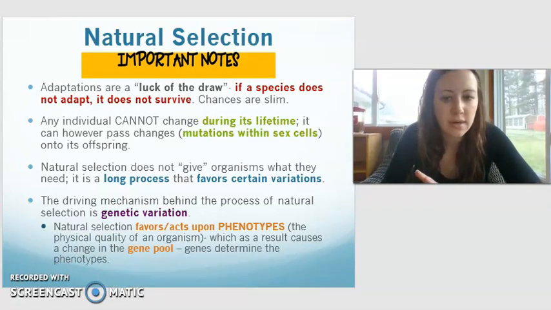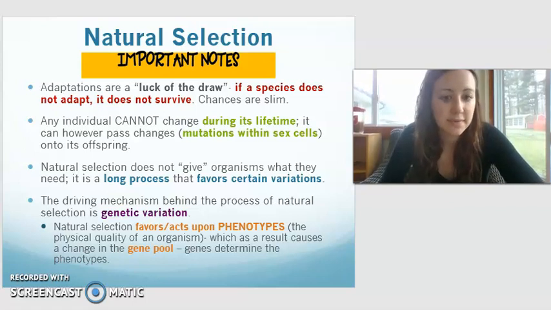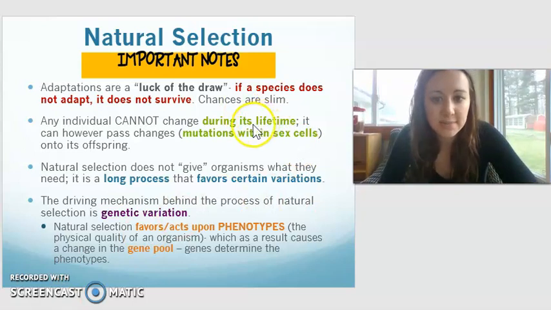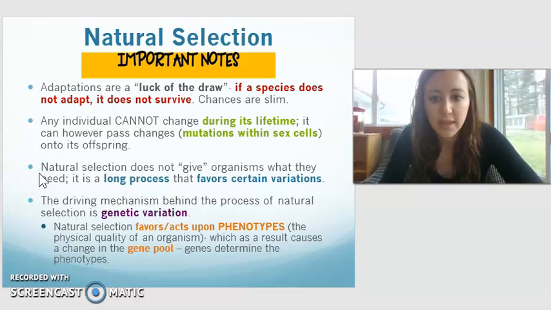So here's just some important notes. If a species doesn't adapt, it doesn't survive. This isn't going to happen during an individual's lifetime, but it's going to pass these favorable traits on to its offspring. Natural selection does not give organisms what they need. It's a really long process, like I talked about before, where certain variations are more favorable and therefore selected for.